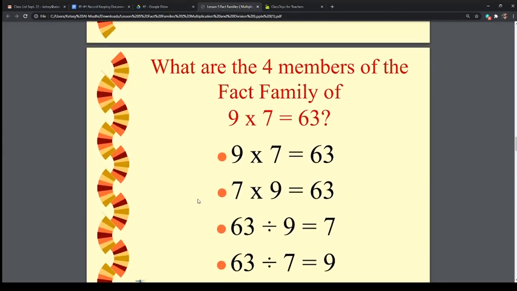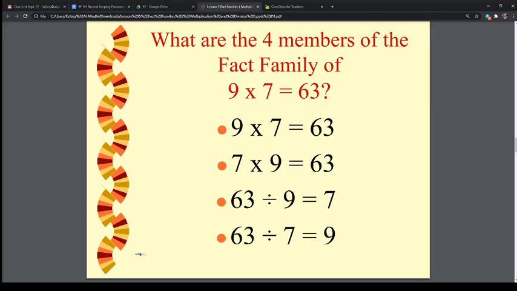Here again is 9 times 7 equals 63, and you do the same thing. Keep the same question as the first fact family. Secondly, you switch the 2 numbers before the equal sign. Third and fourth, you switch to the division sign and the larger numbers in front, and you take turns with both of the smaller numbers, 9 and 7.